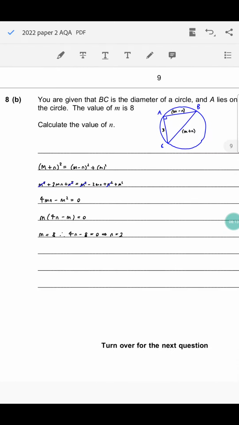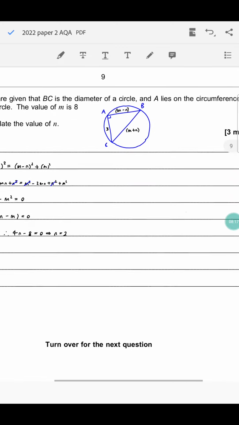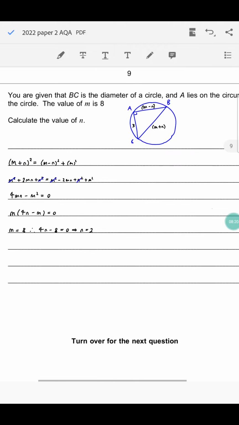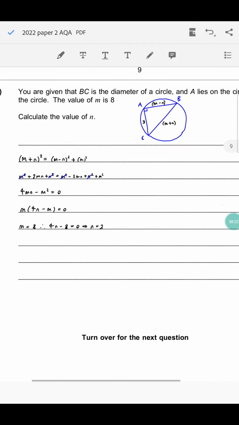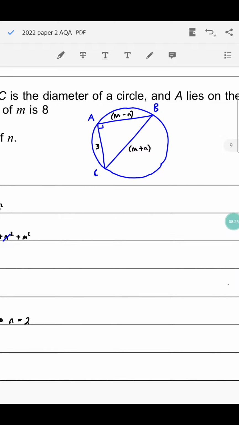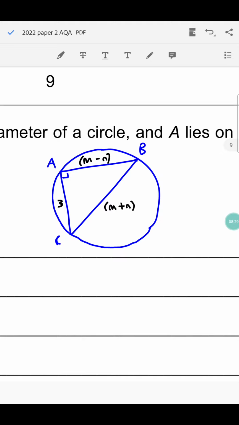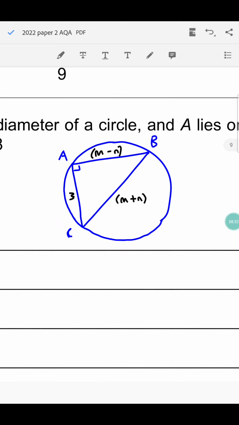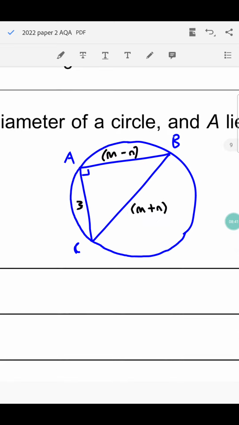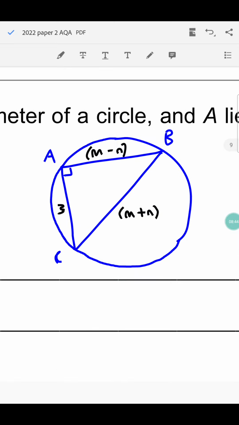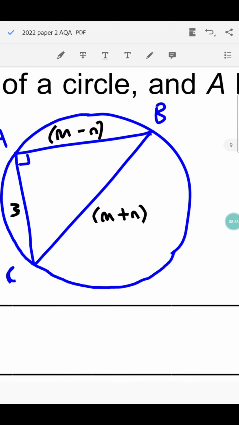Now 8b, it says you are given BC is the diameter of a circle and A lies on the circumference of the circle. The value of m is 8. If we draw this out, we know BC is the diameter and A is a point on the circumference, so I just put A at any point of the circle. Now we know that this creates a right angle.